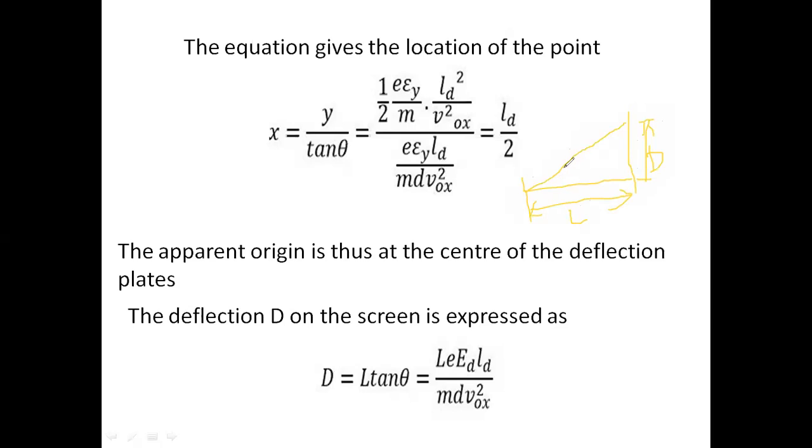With this we have the angle theta, and from this we get tan theta equals D by L, so the deflection D is obtained as tan theta into L. From the previous equations we substitute the tan theta value in L into tan theta, and so this is the D.